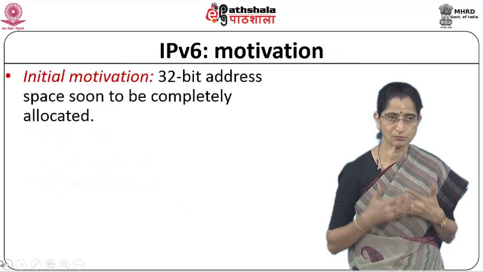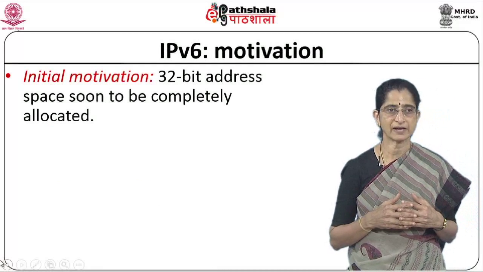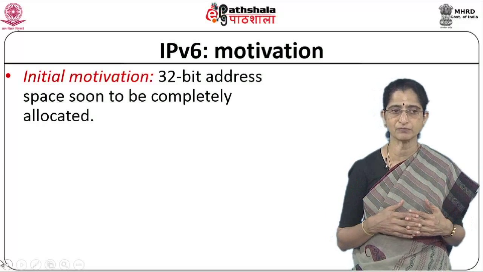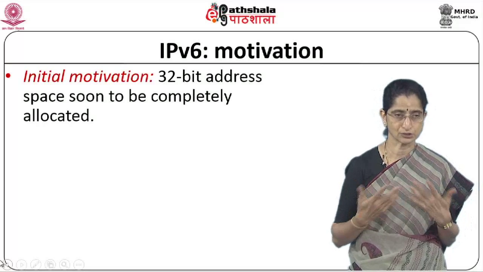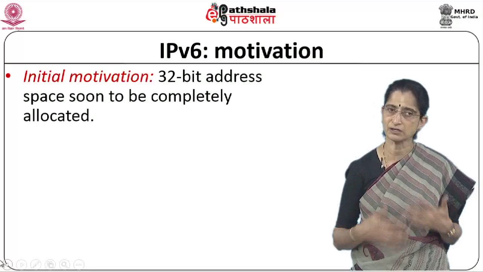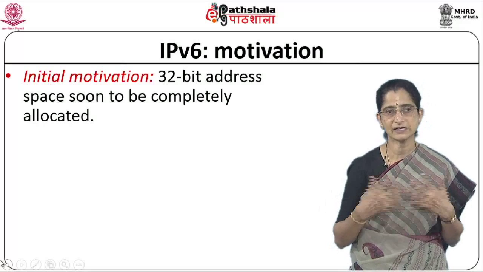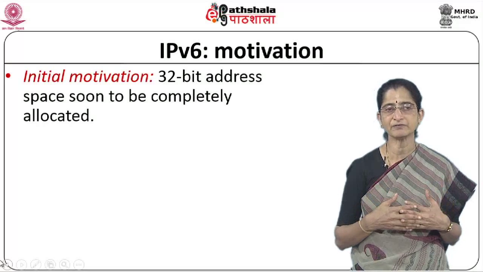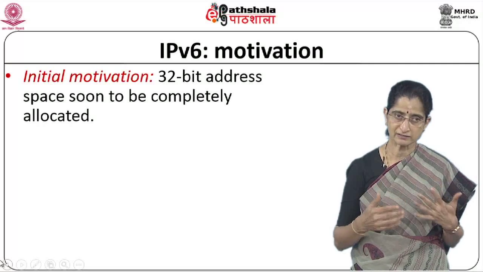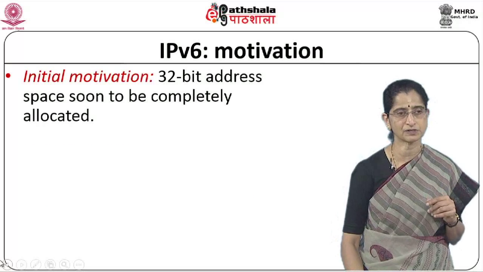If you look at the initial motivation for IPv6, the basic motivation comes from the fact that the 32-bit address space that we had in IPv4 has been getting exhausted. Since that is almost completely exhausted, and there is a demand for many more addresses, naturally there was a drive for expanding the address space. That was one of the first motivations to go for another version of IP with an expanded address space.